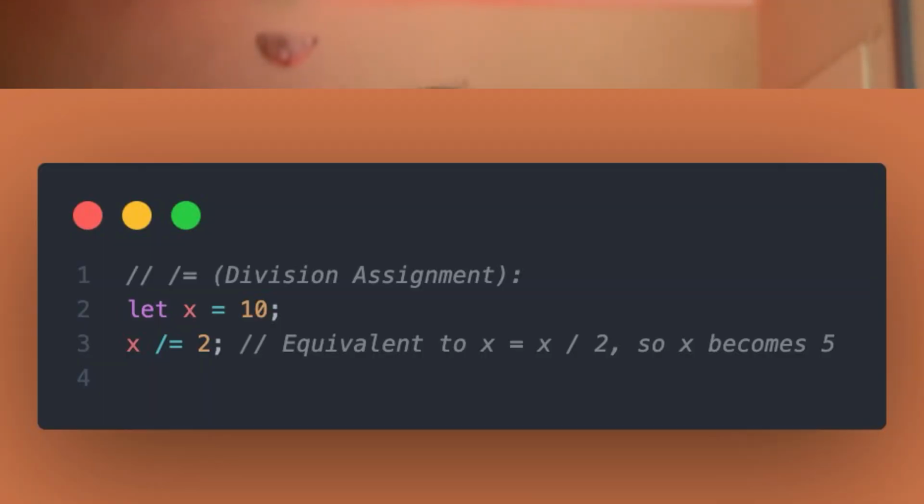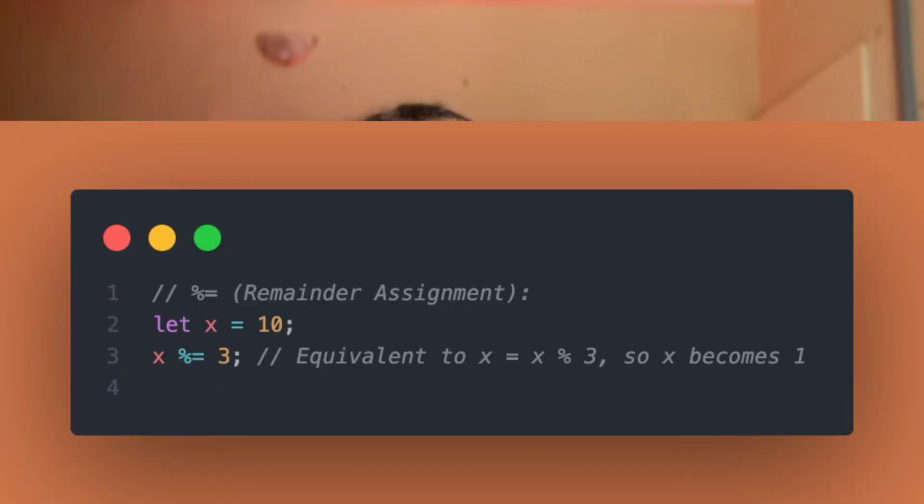We also have the division assignment, the slash equals operator. It follows the same pattern. If we have x = 10 and x /= 2, it will perform 10 divided by 2 for us, and x will now become 5.